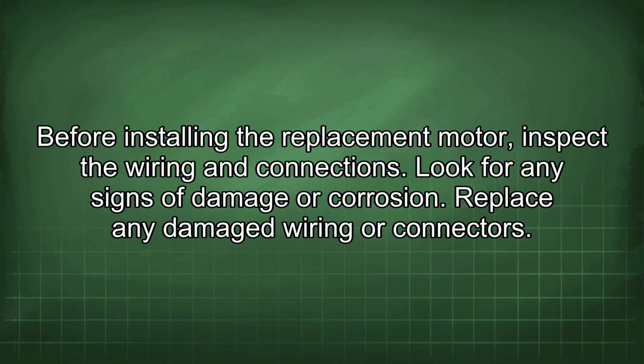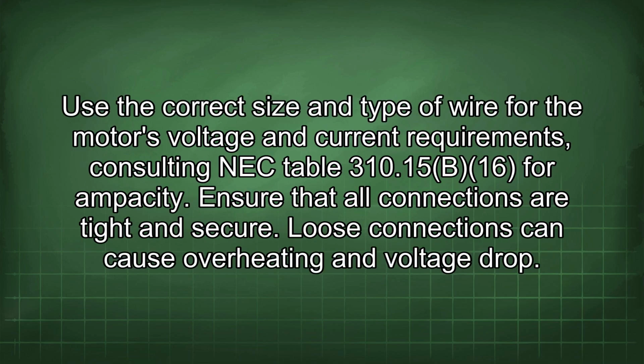Before installing the replacement motor, inspect the wiring and connections. Look for any signs of damage or corrosion. Replace any damaged wiring or connectors. Use the correct size and type of wire for the motor's voltage and current requirements, consulting NEC Table 310.15(B)(16) for ampacity. Ensure that all connections are tight and secure. Loose connections can cause overheating and voltage drop.